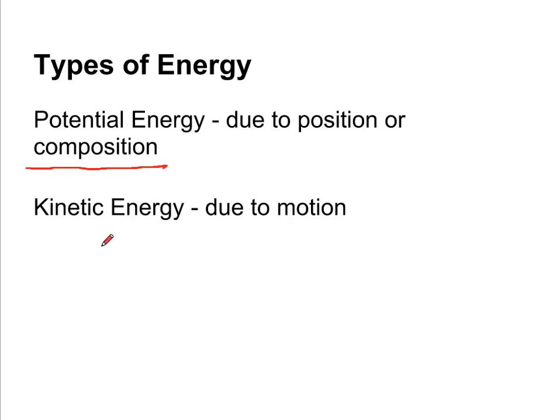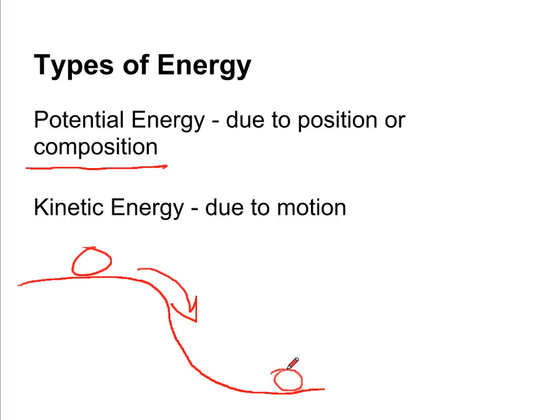When we're talking about potential energy due to position, we can imagine a ball sitting on top of a hill. It's got potential energy sitting right here. Once that ball starts rolling, as it's rolling down here, it's exhibiting kinetic energy as it's moving. Once it reaches the bottom of the hill, it can't go anywhere else, so it's out of energy. All of that potential energy will have been turned into kinetic energy.